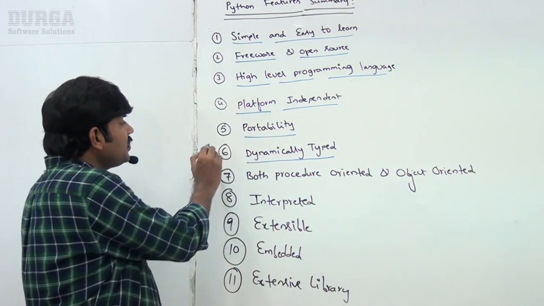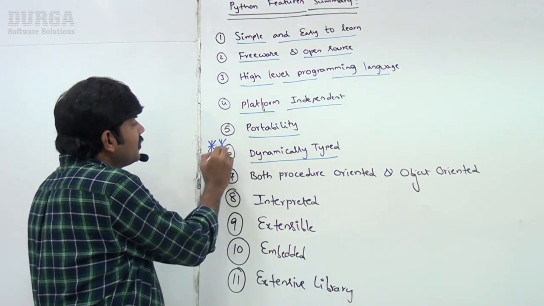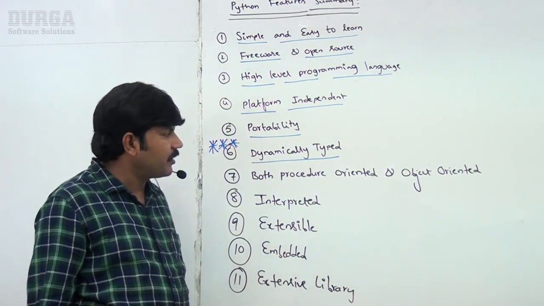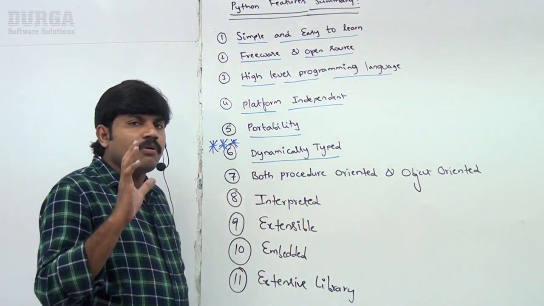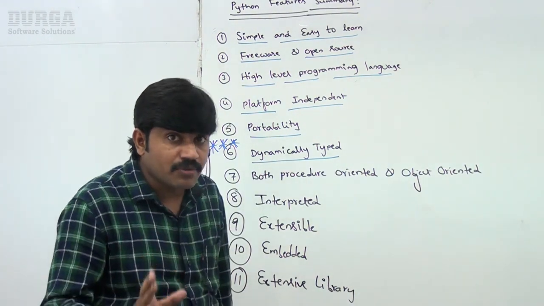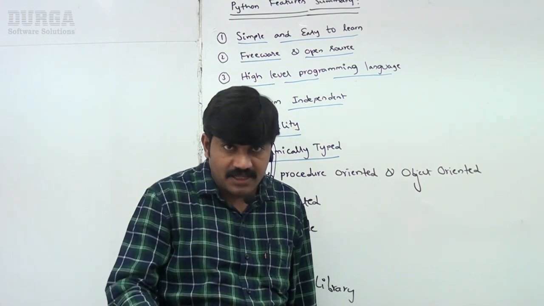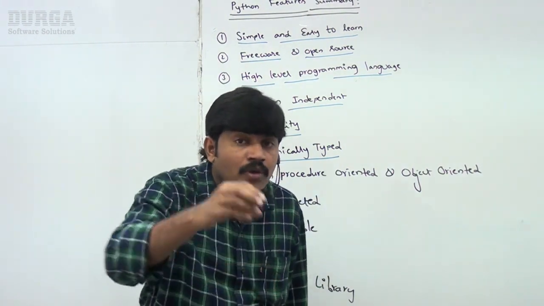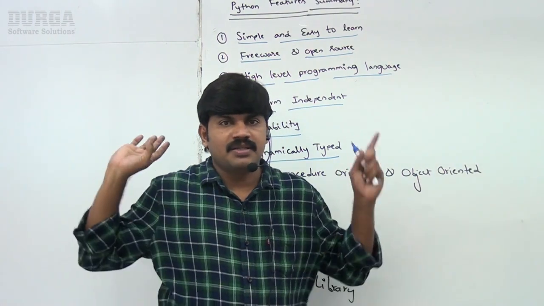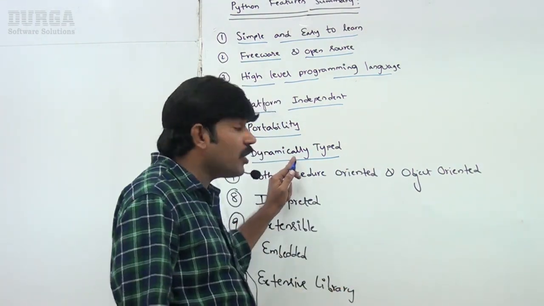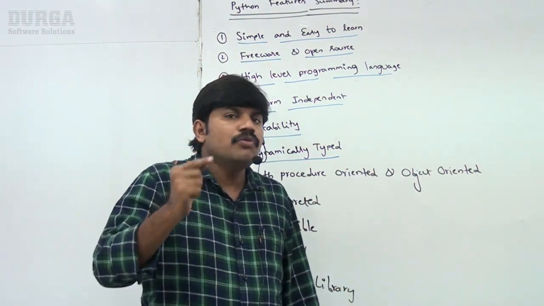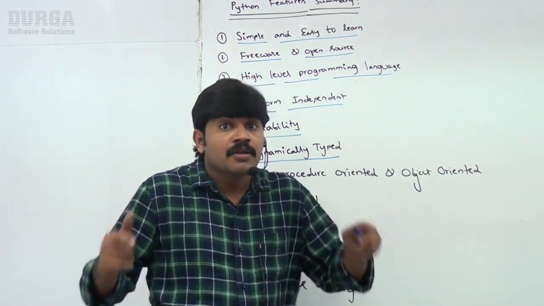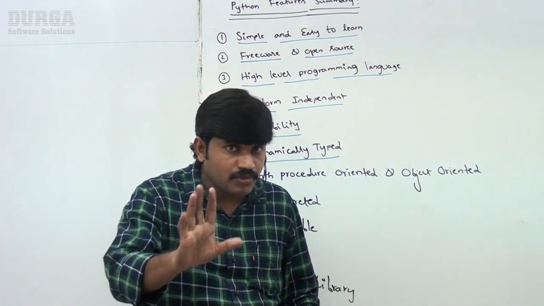Next, dynamically typed. Do you know this is Python specific? This feature is not available with C or C++ or Java or C#.NET, right? In Python, we are not required to declare the type explicitly. Based on our runtime requirement, based on the provided value, the type will automatically be considered. This behavior is nothing but dynamically typed. We can use the same variable for multiple types based on our requirement. That flexibility is also there for the programmer.